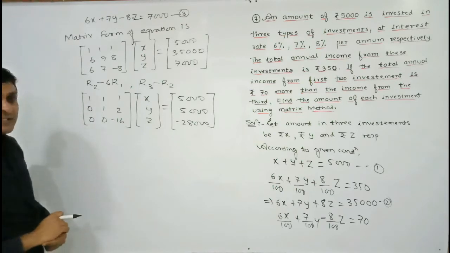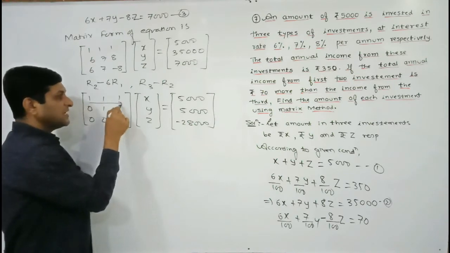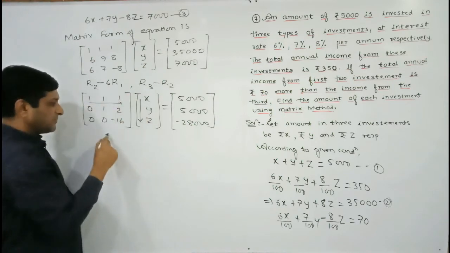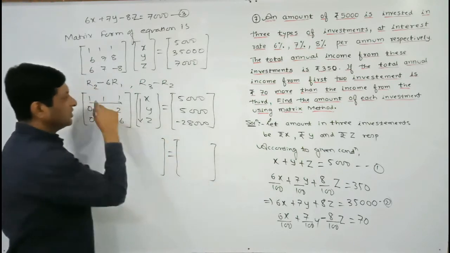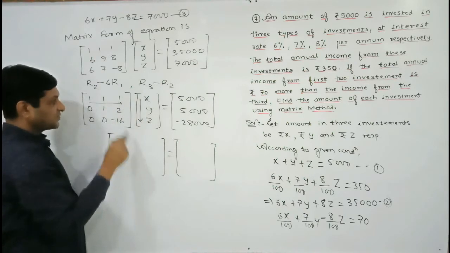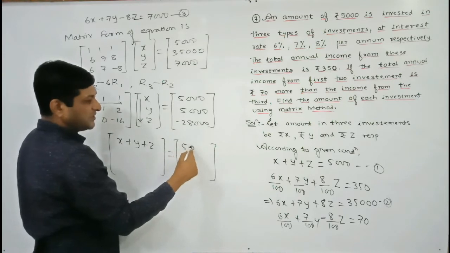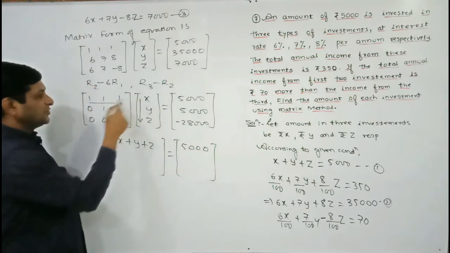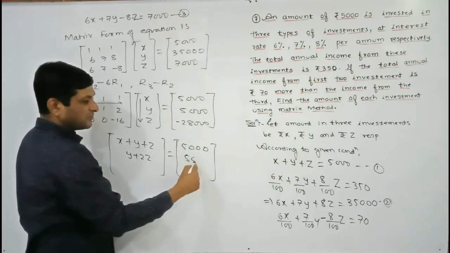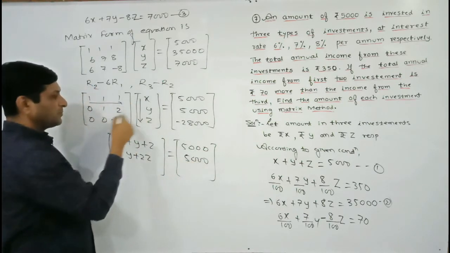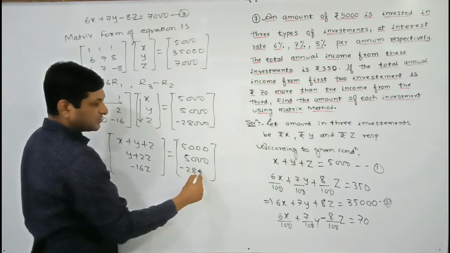Upper triangular matrix. Since the matrix becomes upper triangular, the next step is to take the multiplication of these two matrices. Whenever we are taking multiplication, we are multiplying row to column. So let us multiply first row to first column. So 1 into x is x, 1 into y is y, and 1 into z will be equal to z. On this side 5,000, keep it as it is. Then 0 plus y plus 2z means y plus 2z will be equal to 5,000, and lastly 0 plus 0 minus 16z will be equal to minus 28,000.